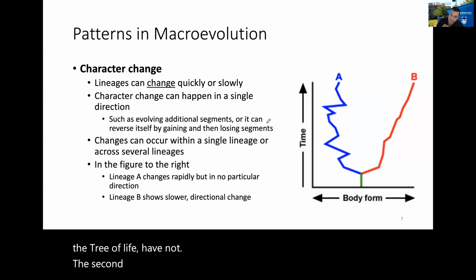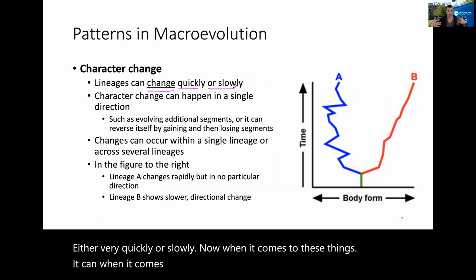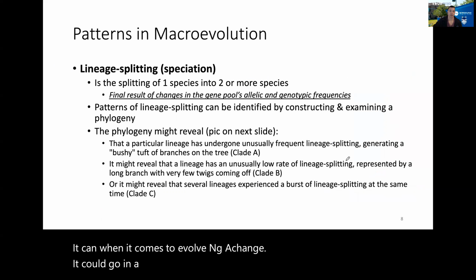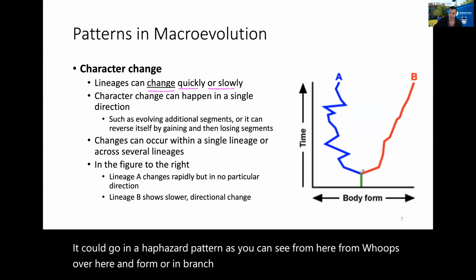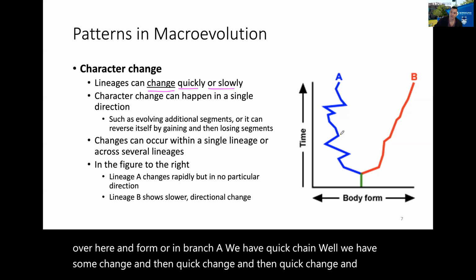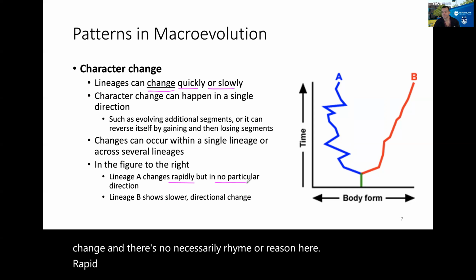The second thing is character change. Character change is change, either very quickly or slowly. Now, when it comes to evolving a change, it could go in a haphazard pattern, as you can see from here, over here in branch A. We have some change and then quick change and then quick change and then quick change. And there's no necessarily rhyme or reason here. Rapid change, no particular direction.